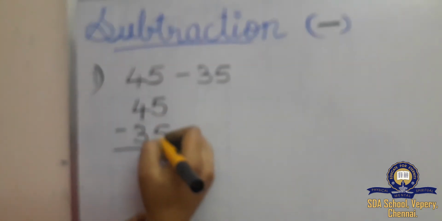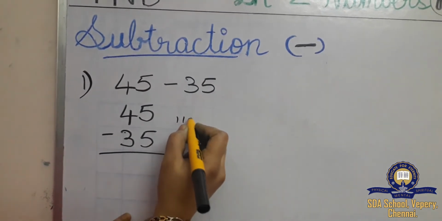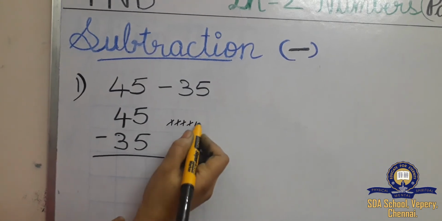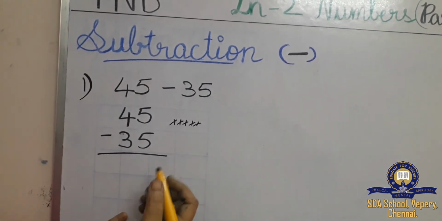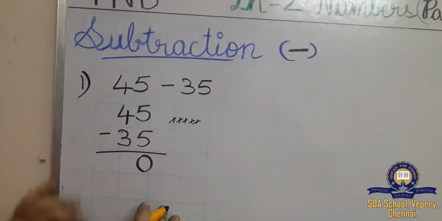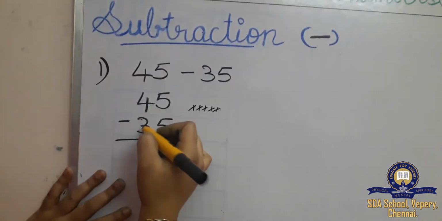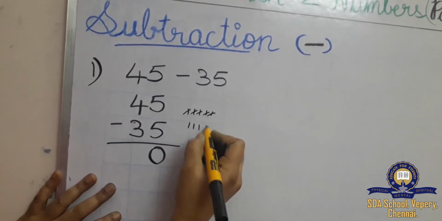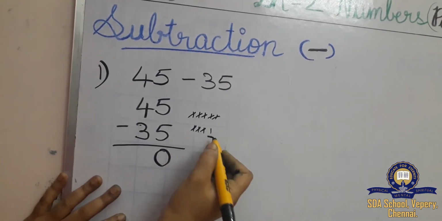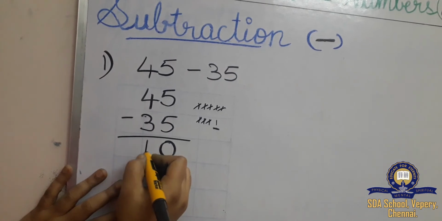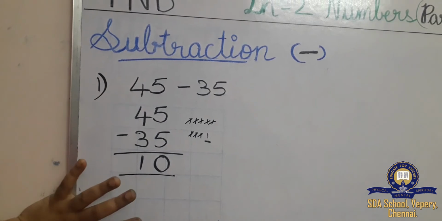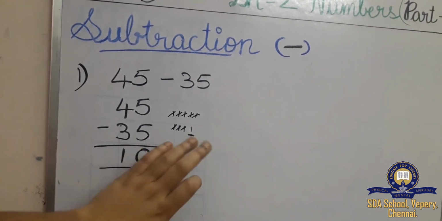So 5 minus 5. If we have 5 lines here and we cancel the 5 lines, 1, 2, 3, 4, 5, what is the value of the remaining lines? 0, right? No line is there. So 0. Now 4 minus 3: 1, 2, 3, 4, minus 3. So 1, 2, 3. What is the remaining line? 1. The answer is 10. This is a very easy method, we can do it using fingertips.